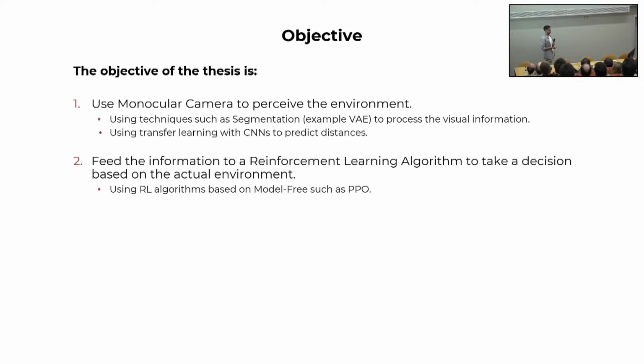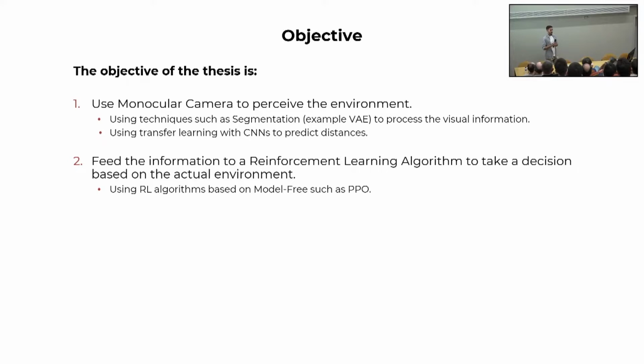Basically, we are going to use techniques such as image segmentation to split the image into the different objects present in it. And we are also going to use transfer learning to predict the distance to the lidar. And then we are going to have a reinforcement learning algorithm to take a decision. Basically, those are two kinds of decisions, one for the steering part, another one for the throttle or the brake part.